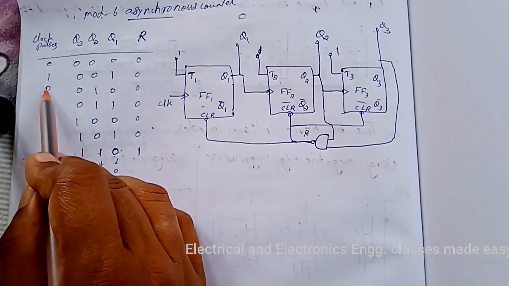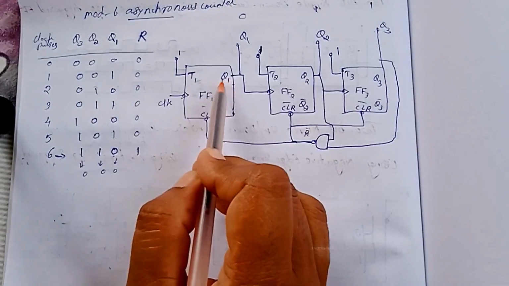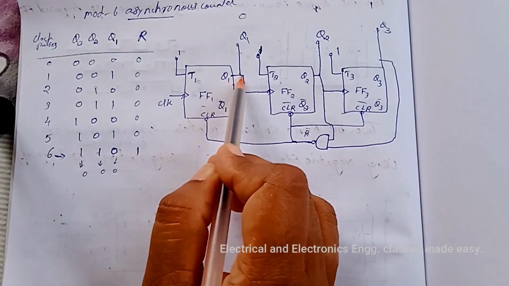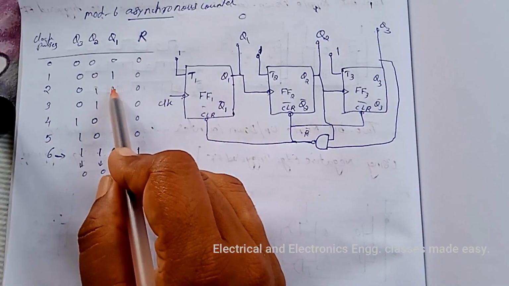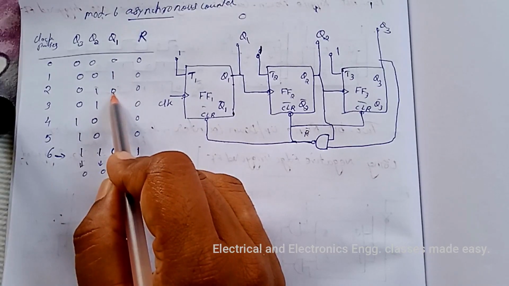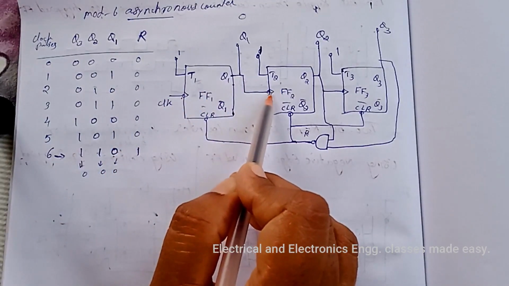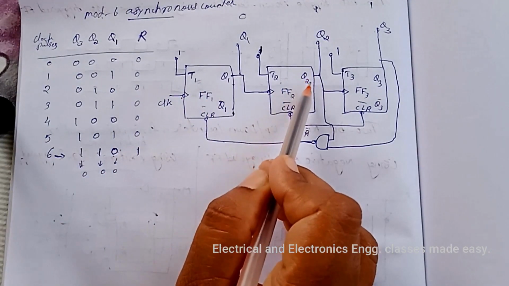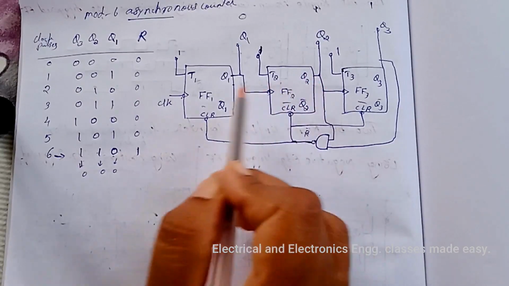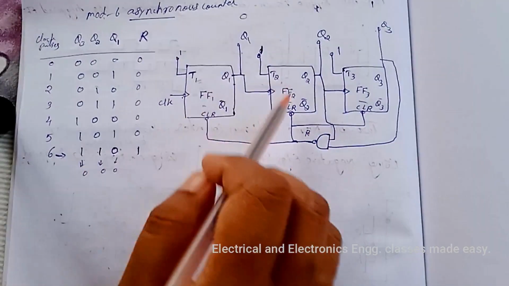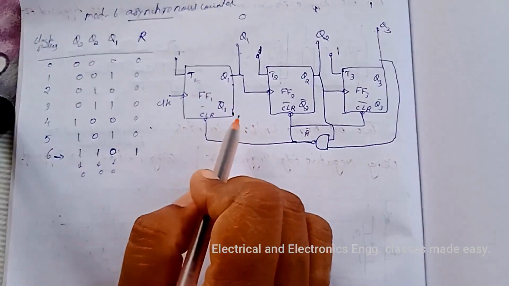And after the second clock pulse, again this Q1 toggles. That is, 1 changes to 0. Then when 0 comes here, the Q2 output toggles. Like that it will react.